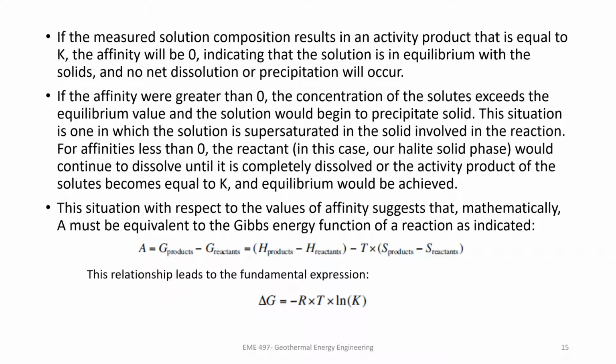If the measured solution composition results in an activity product that is equal to K, the affinity will be 0, indicating that the solution is in equilibrium with the solids, and no net dissolution or precipitation will occur. If the affinity were greater than 0, the concentration of the solutes exceeds the equilibrium value, and the solution would begin to precipitate solid. This situation is one in which the solution is supersaturated in the solid involved in the reaction.